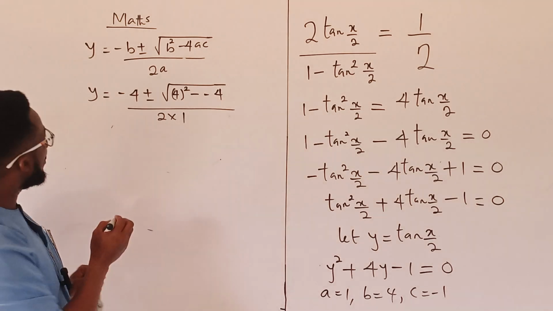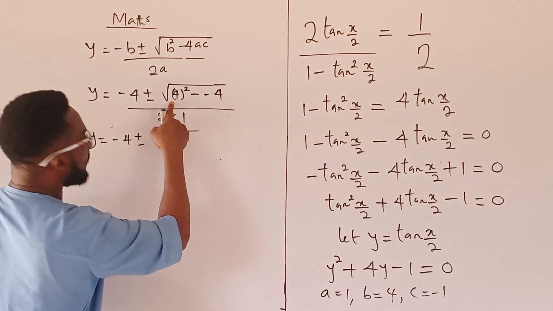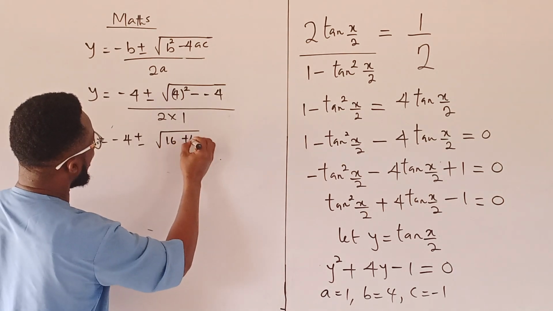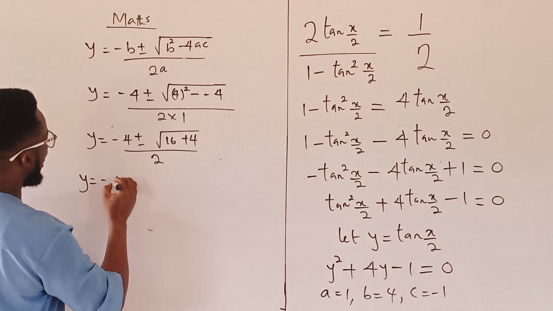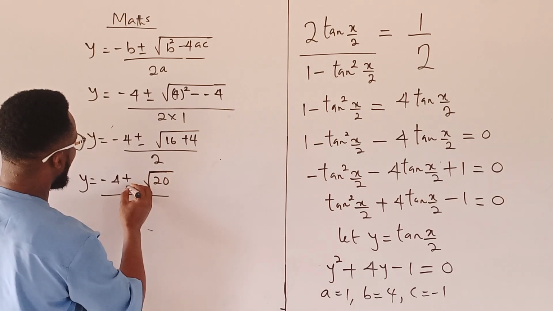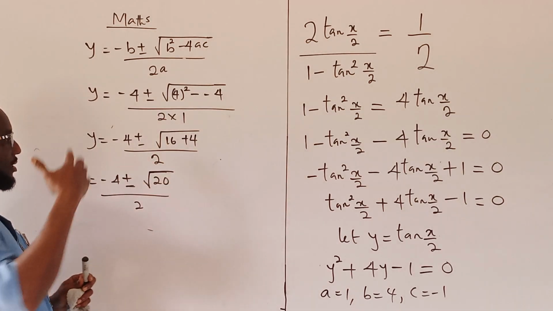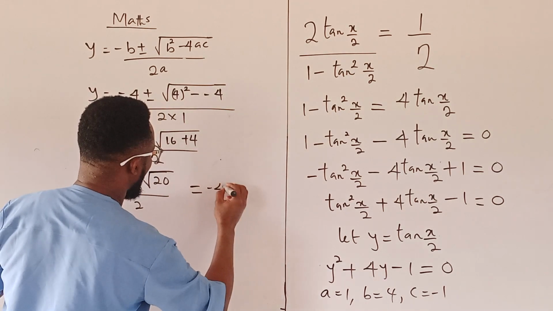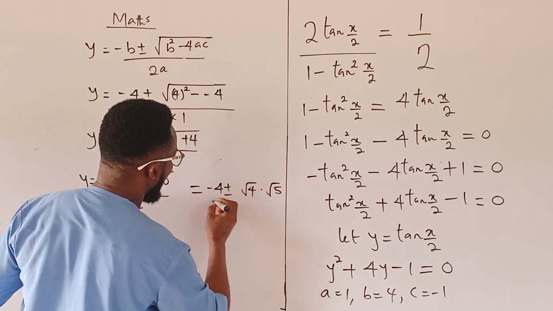Okay, we move again. It's simple. y will be -4 plus or minus, here we have 4 squared, which is 16. Negative, negative, that's positive. That will be 16 plus 4, all over 2. So y will be -4 plus or minus square root of 20 upon 2. So this is an examination question, so we are going to express the square root of 20 as a radical. The same thing as -4 plus or minus square root of 4 multiply the square root of 5, everything upon 2.